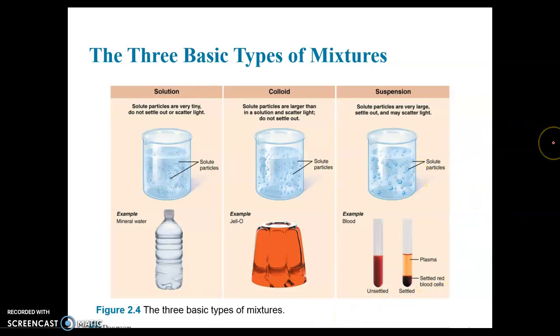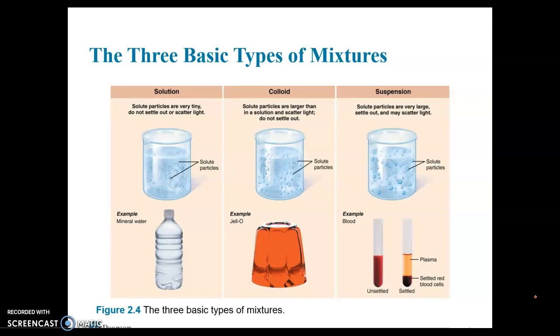And a suspension is when the solute particles are very large and they can settle out. So blood is an example of a suspension, because when we centrifuge blood, this is a mixture of blood before we have spun it, put it in a centrifuge machine and spun it very fast. But when we spin it, it causes the heavier particles, the red blood cells, to settle at the bottom. And then the liquid part, the plasma, which is still a solution, it's just the red blood cells are the part that make it a suspension. The red blood cells are suspended in the plasma.